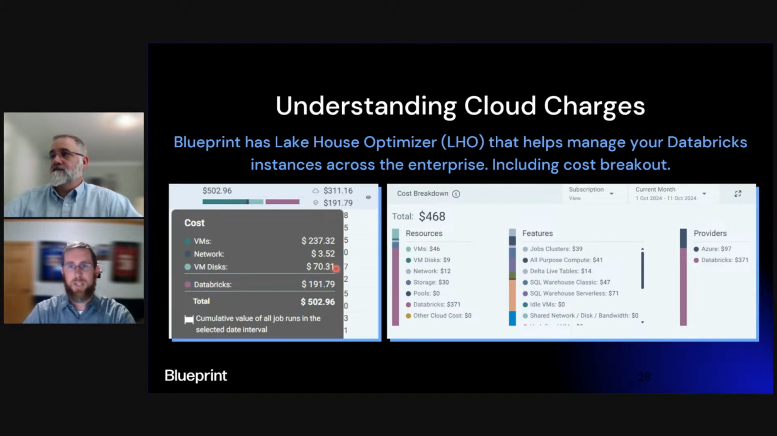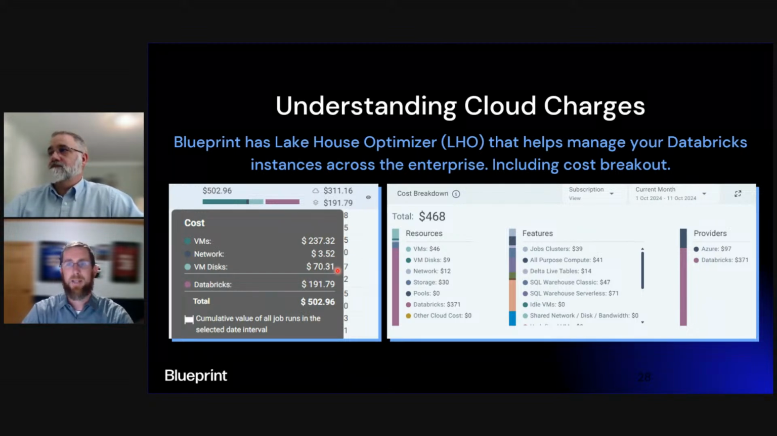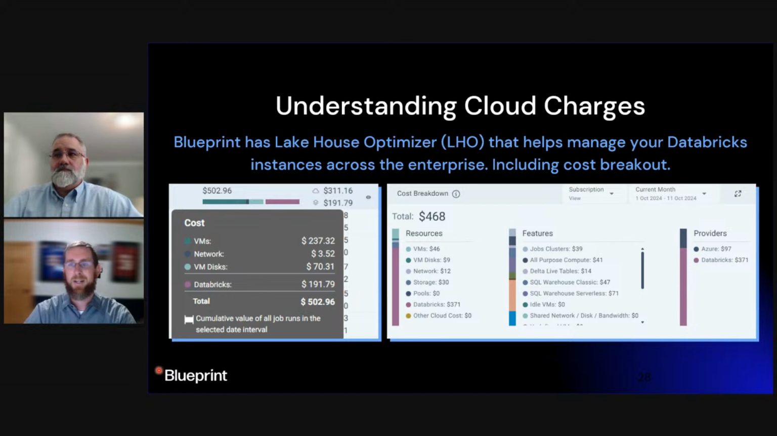Some other questions that we get is, well, great, our Databricks costs are a certain dollar amount, but what's making up that amount? That's what we can do over here on the right-hand side: we can help show where those costs are all coming from. You can see how much your all-purpose compute is costing, your Delta Live Tables, SQL warehouses, serverless, etc., as well as your other cloud resources that may be there, whether it's pools, storage, etc. So you can start getting a more holistic picture of all the different areas where the charges are coming in from.